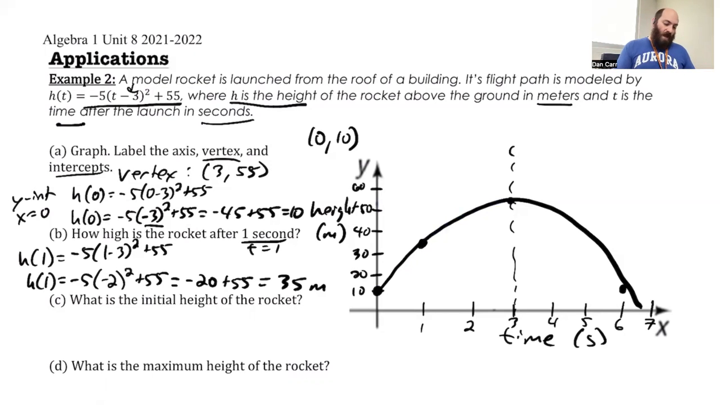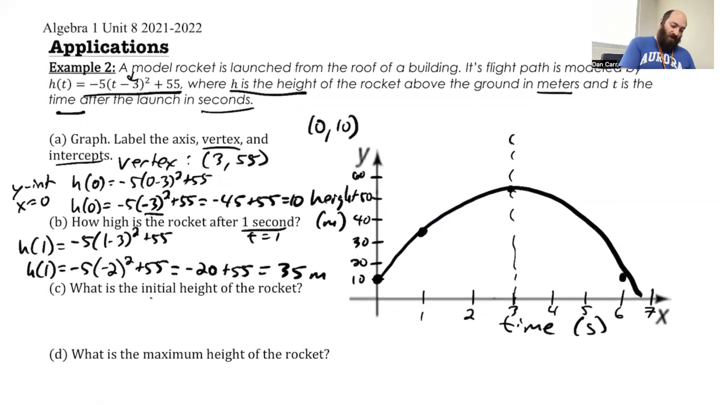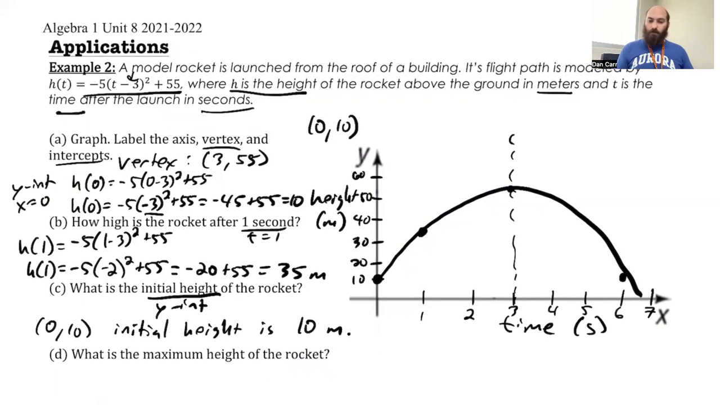Go me. All right, what was the initial height? Initial height, I've actually already found this. Initial height is the y-intercept, and that's what we did over here to help us plot this graph. Since the y-intercept is (0, 10), the initial height, boy, I'm having trouble spelling today. Initial height is 10 meters.